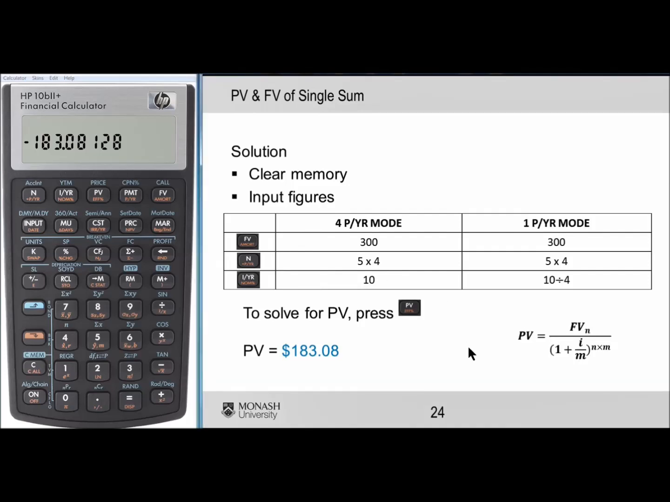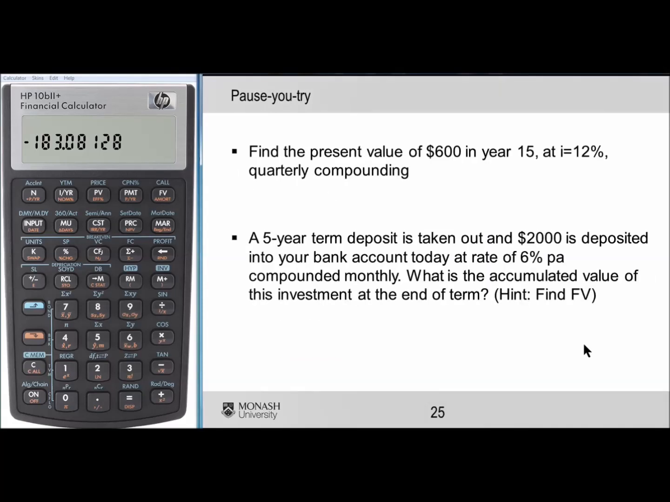So for this reason, I would prefer 1 payment per year mode because this is more in line with the formula. When we have compounding frequency more than once per year, we adjust both interest rate and the number of periods. Now, you can pause the video and try the following questions.